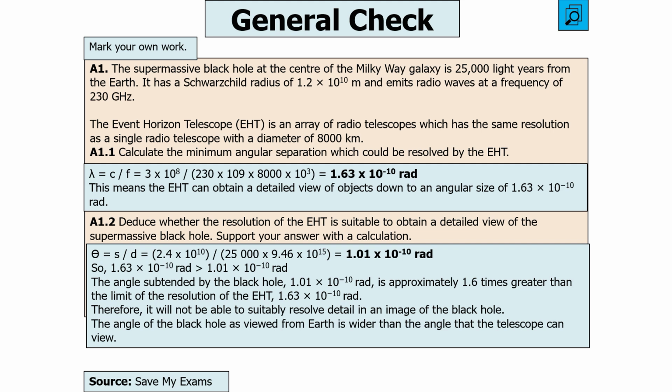So we can see here that the value of the minimum angular separation provided by the telescope is greater than the angle subtended by the actual supermassive black hole. That's about 1.6 times greater than the limit, so therefore it wouldn't be able to resolve a detailed image of the black hole. So the angle of the black hole, as viewed from the Earth, is narrower than the angle that the telescope can view.